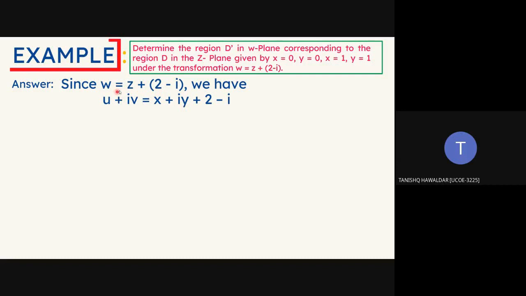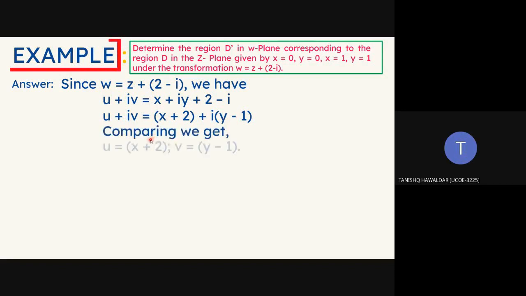So we substitute in the above equation, we get u plus iv equals x plus iy plus 2 minus i. Therefore, separating imaginary terms and real terms, we get u plus iv equals x plus 2 plus i into y minus 1. Comparing both sides, LHS and RHS, we get u equals x plus 2 and v equals y minus 1.